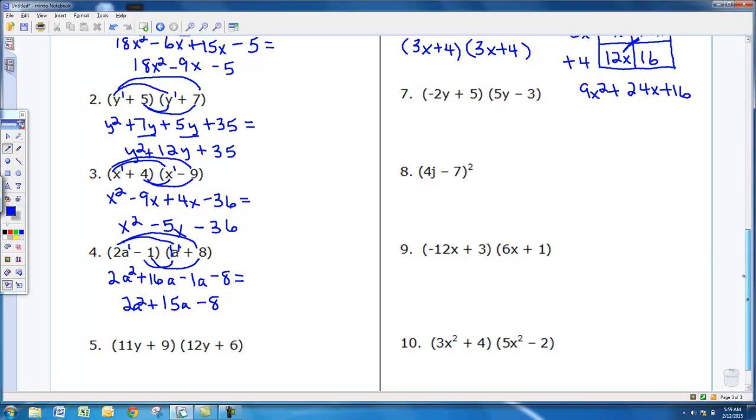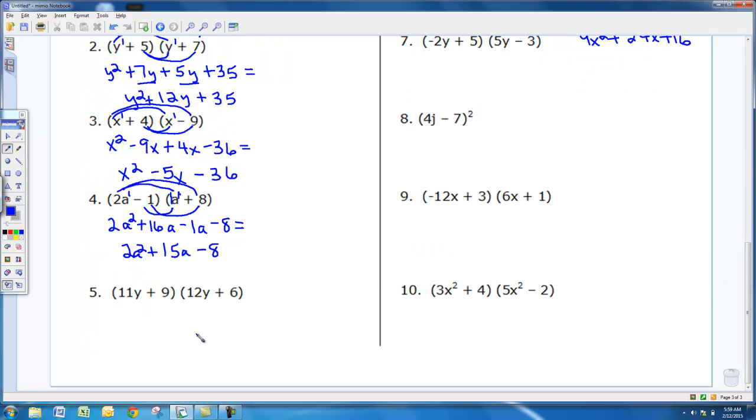Okay, let's do one more example of the FOIL method before we move on to the box. In this one, we have coefficients on both of the y's. So that's not really going to change anything, just means we're multiplying numbers that are a little bit bigger. First, 11 times 12 is 132. Y times y is y squared.